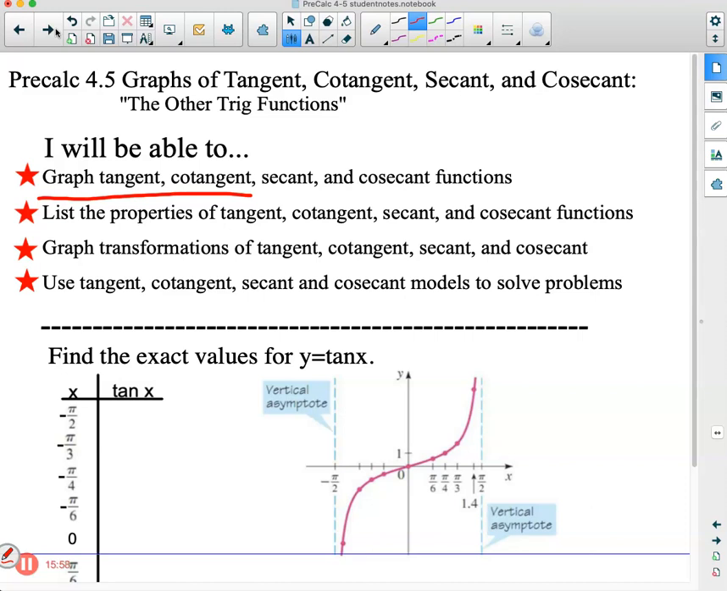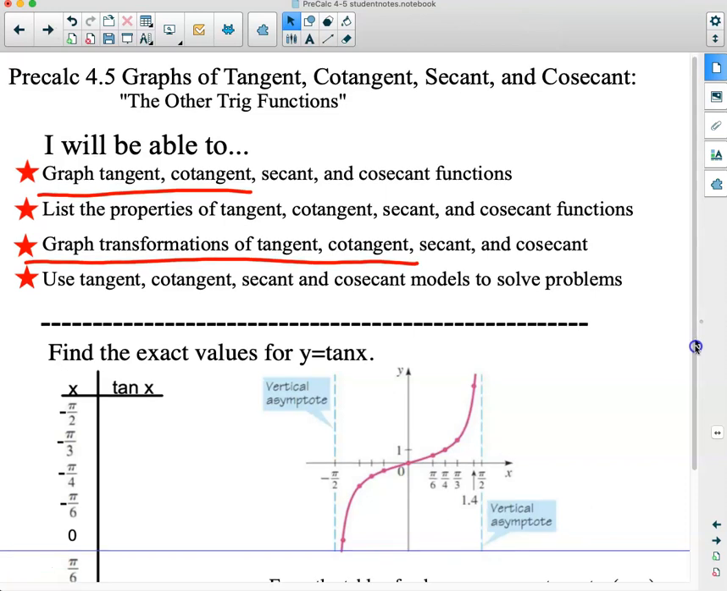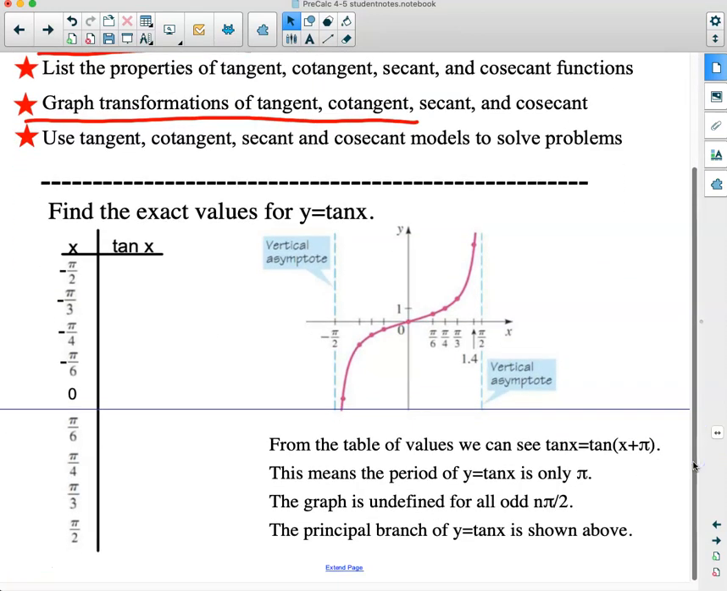Graphing transformations, we're going to start that today. We're going to start looking at transformations for tangent and cotangent. Use tangent, cotangent, secant, and cosecant models to solve problems. Yeah, we're a little bit away from that right now. We've just got to see the basics. So, right here, we see x and tangent x. And that's the reason on the last page here I went through with you what tangent would be. So when I see negative pi over 2, I remember, well, that was one of those goofy ones, that was undefined.